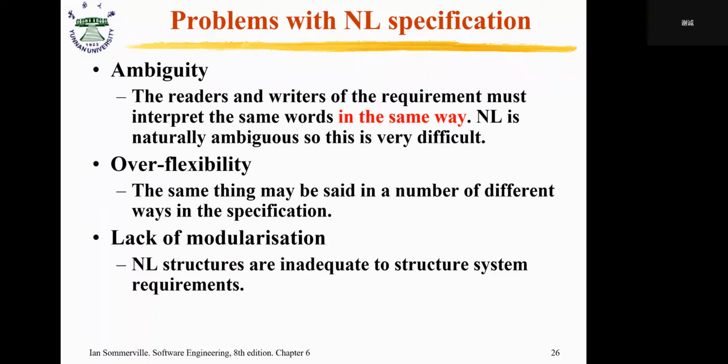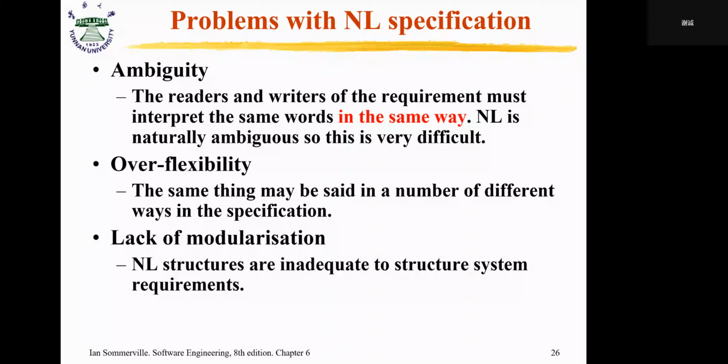It means the reader and the writers of the requirement must interpret the same word in the same way. However, natural language is naturally ambiguous, so this same way is actually very difficult to meet. The other problem is over flexibility. That means natural language is over flexible.